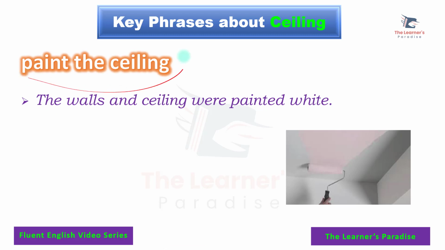You can paint the ceiling any color, like this person is painting the ceiling. The walls and ceiling were painted white.